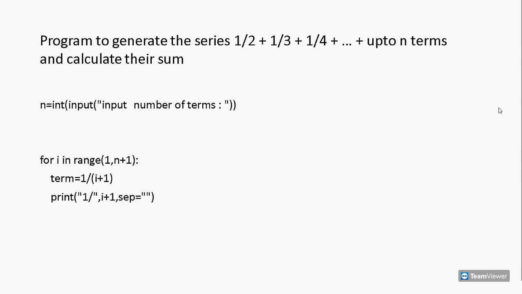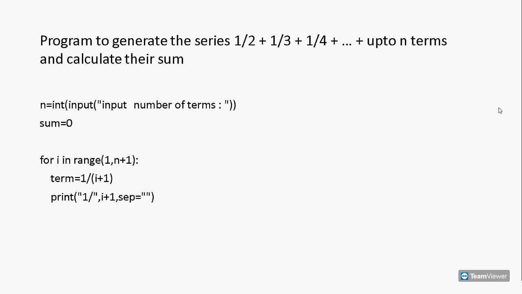So, to print the slash sign between the numerator 1 and the denominator in the term of the series, we will have to print the numerator and slash as a string by putting them in quotes. Then the value of I plus 1 has to be calculated and displayed as it is. So we need to put this as it is in the print statement. We don't want any space to appear between these, so we will change the separator value to no space.